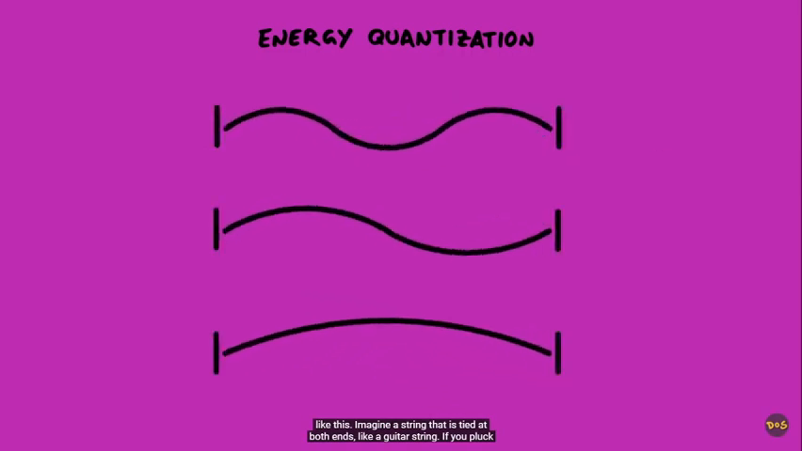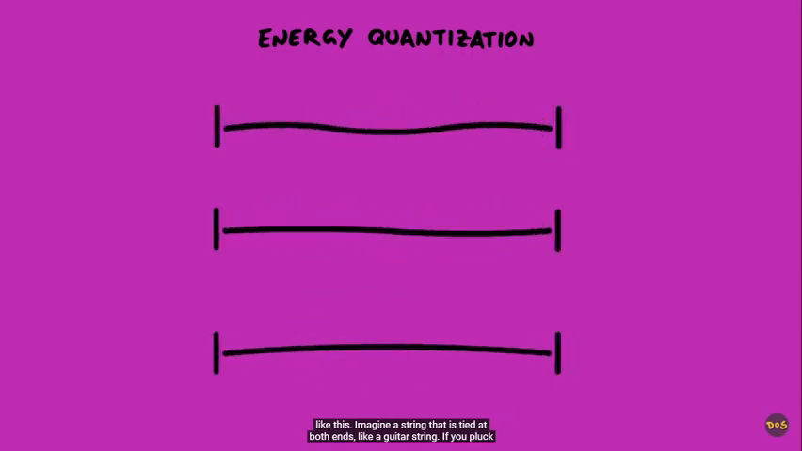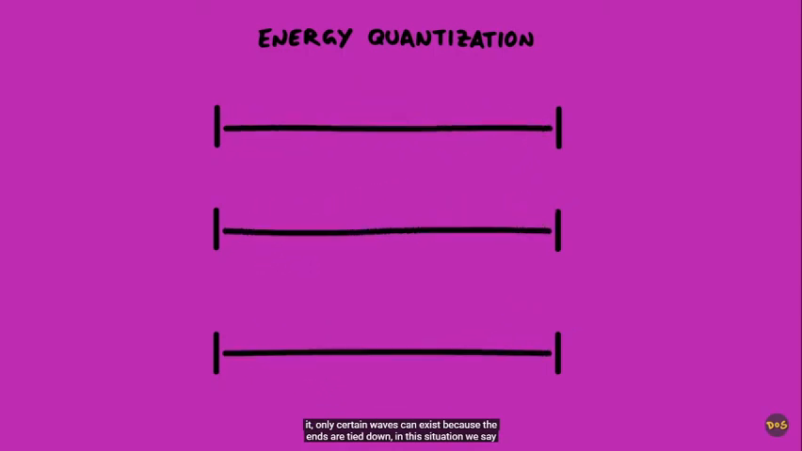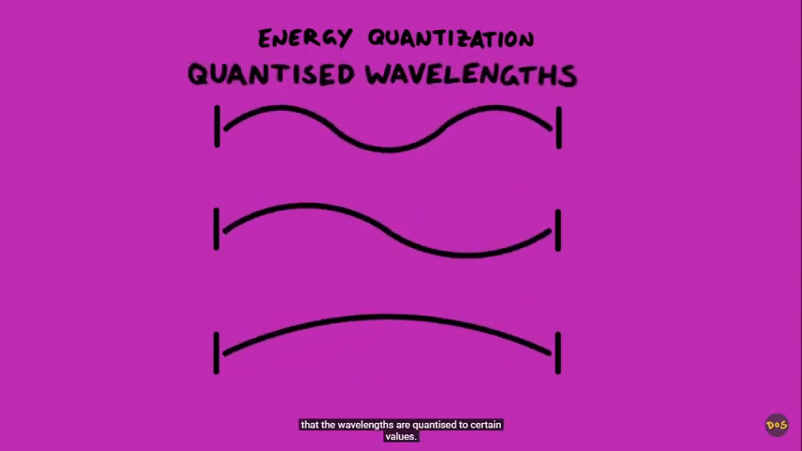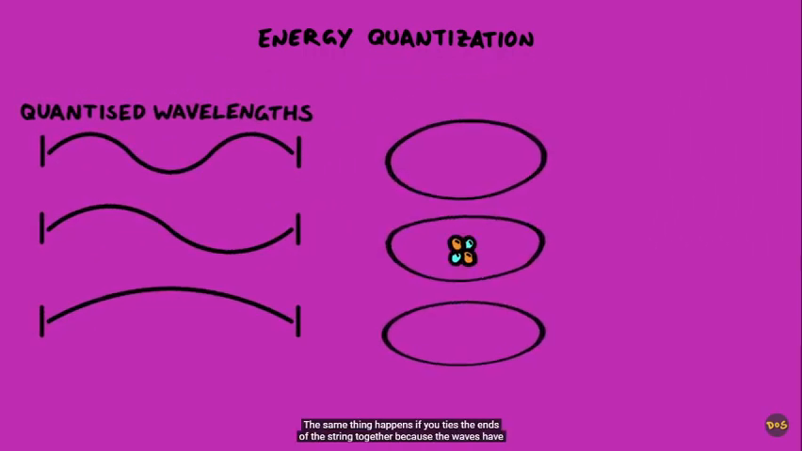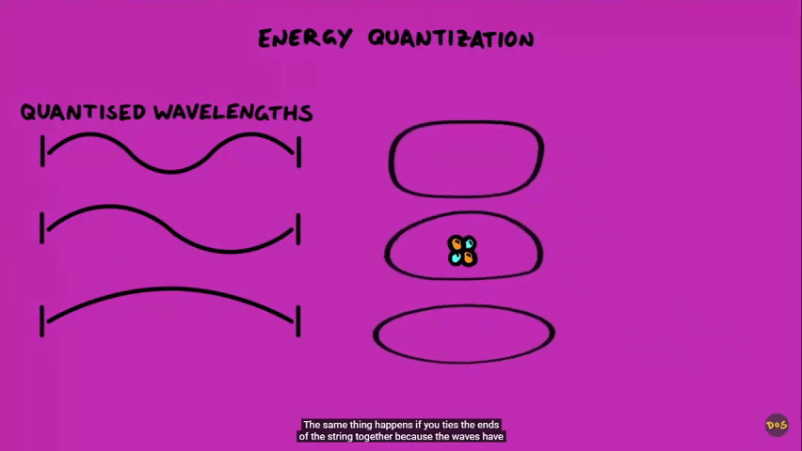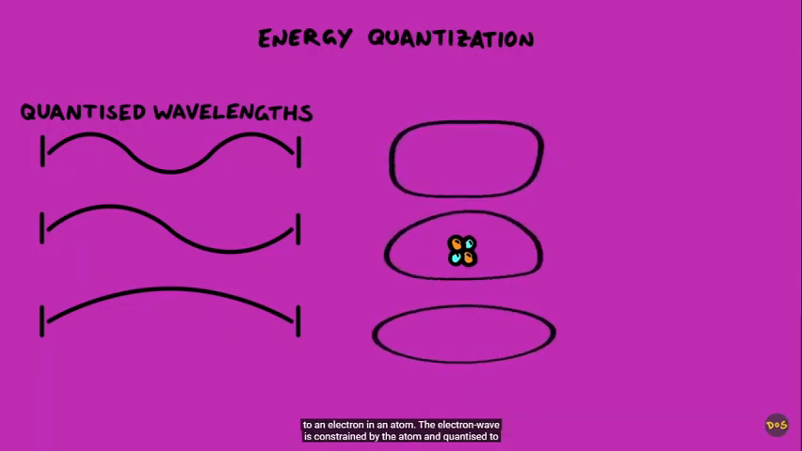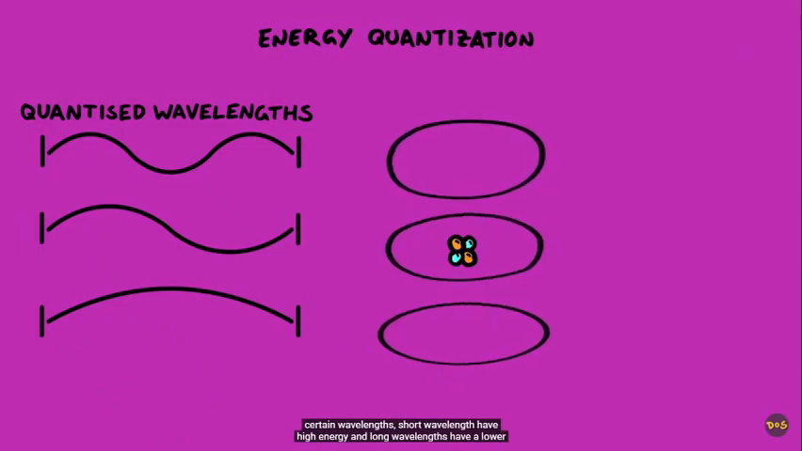Imagine a string that's tied at both ends, like a guitar string. If you pluck it, only certain waves can exist because the ends are tied down. In this situation, we say that the wavelengths are quantized to certain values. The same thing happens if you tie the ends of the string together because the waves have to match up. They can only vibrate in certain restricted ways. And this is what's happening to an electron in an atom. The electron wave is constrained by the atom and quantized to certain wavelengths.